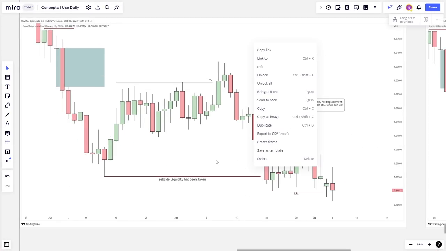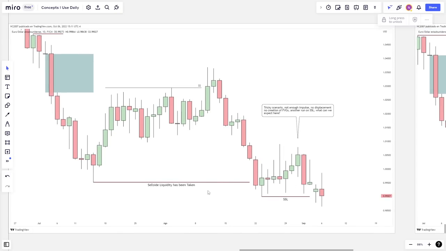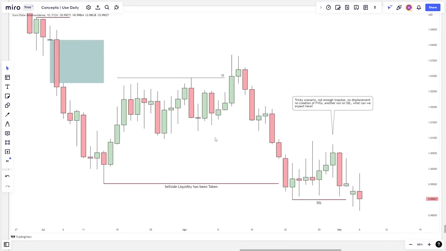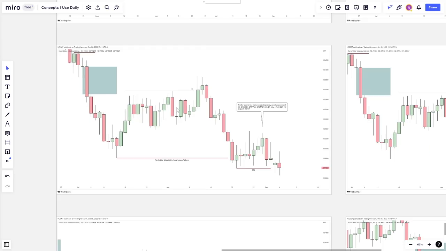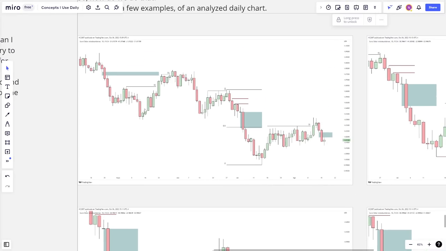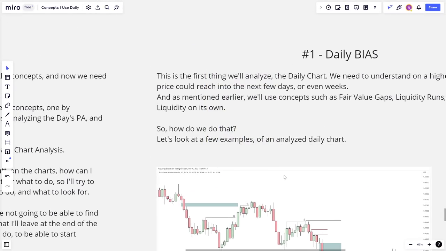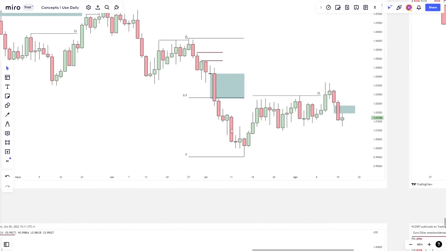Then we have this exact same thing, right? What happens after sell side liquidity has been taken? It's a tricky scenario in this case. We don't have enough impulse, there's no displacement, no creation of fair value gaps, just another run on sell side liquidity. So what can we really expect on this? This one is complicated, but what's the thing? When you see a trend like this, lower lows, lower highs, lower low, well, actually this is not a lower low, right?